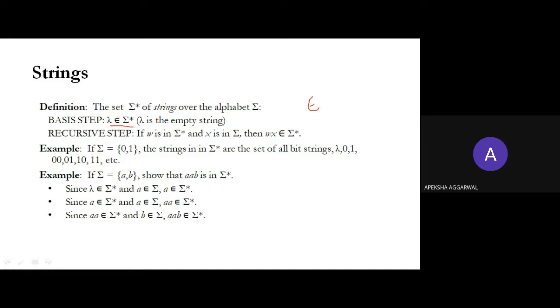Now, W is in sigma star, that means it would have 0, 0 0, 1, and all the possible combinations of zeros and ones, right? If you pick out one string from sigma star, maybe 0 1 0 1, and you concatenate it with a symbol from the alphabet, that is X.